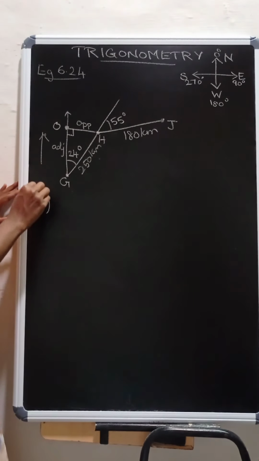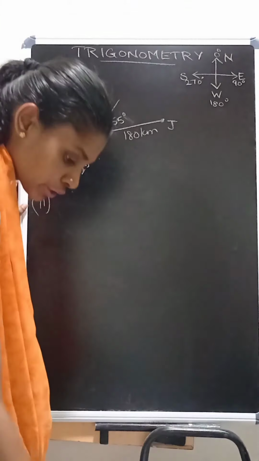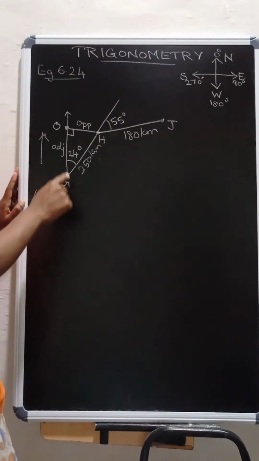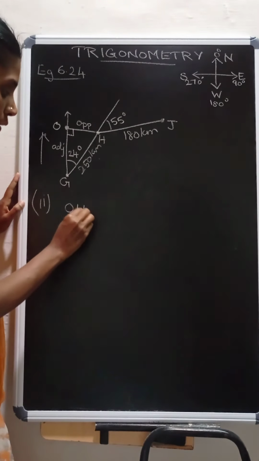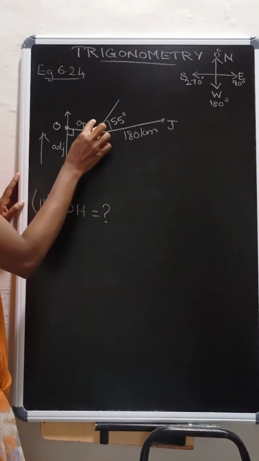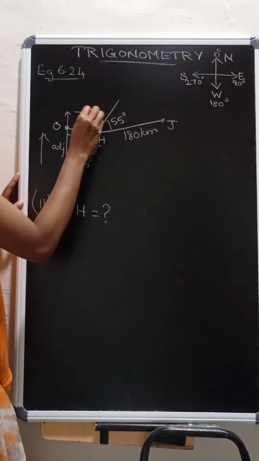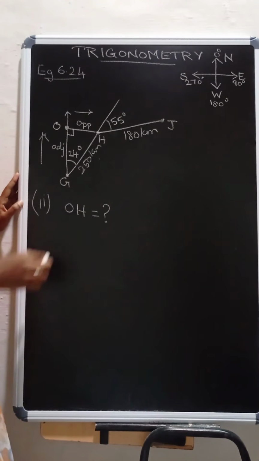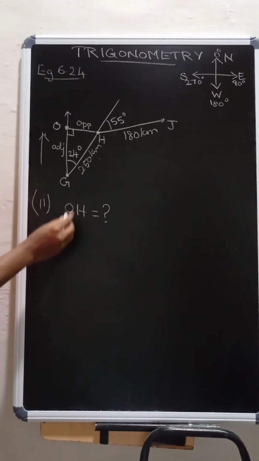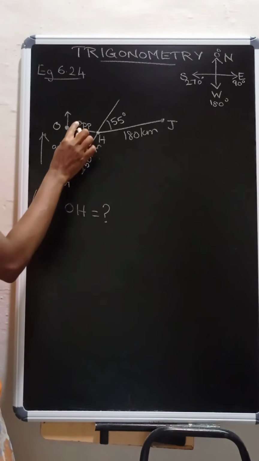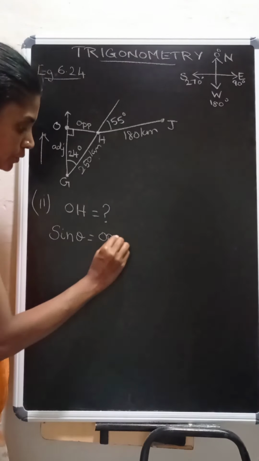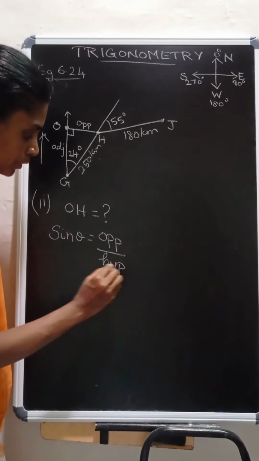Second subdivision. How far is H to the east of G? So now you need to find the OH value, G to H on the eastern side. Now this is opposite. You have to find the opposite value. You have the hypotenuse and the opposite, so you will take sin theta. Sin theta is equal to opposite by hypotenuse.